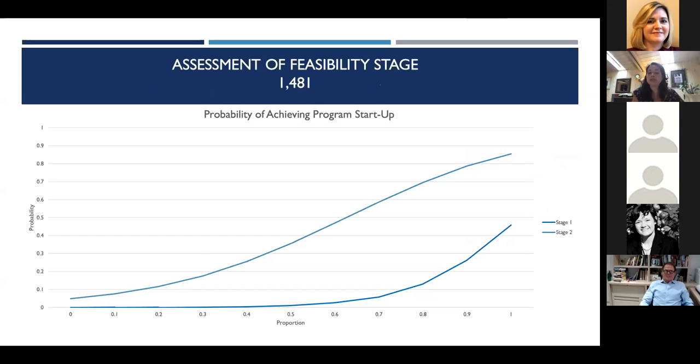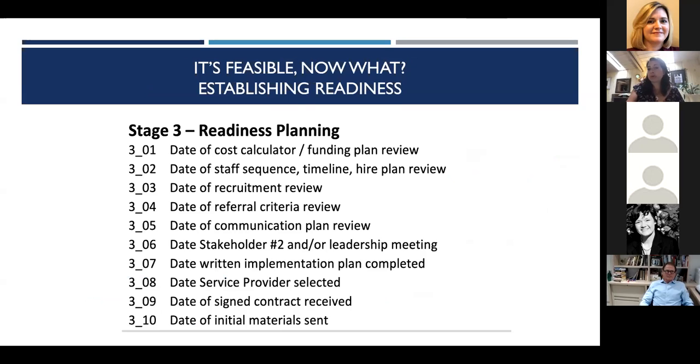So if you do these activities, you see that you get a much bigger bang for your buck in terms of the probability of achieving program startup. So now we're between 80 and 90% here of a chance if you conduct those activities and you conduct them well. But then where the rubber really meets the road is here in readiness planning, so stage 3.